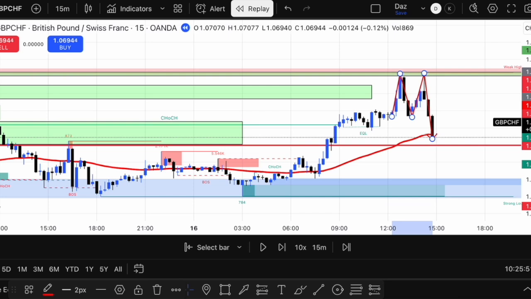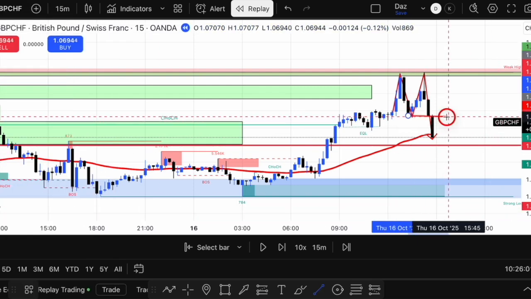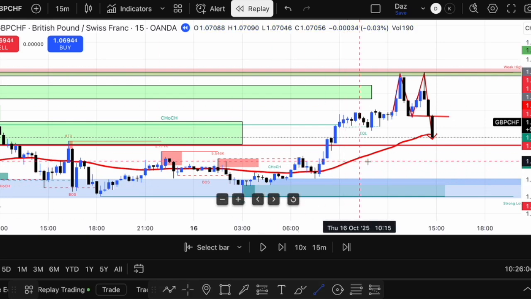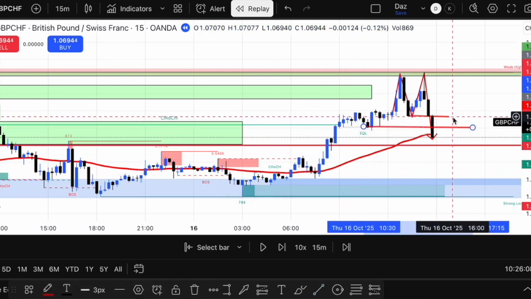Okay, so we're looking for a momentum shift down. We want break of structure. Now, I'm going to show you where the break of structure is. As you should know, break of structure. Okay, it's broken here, or so it's broken here. So that is broken structure.